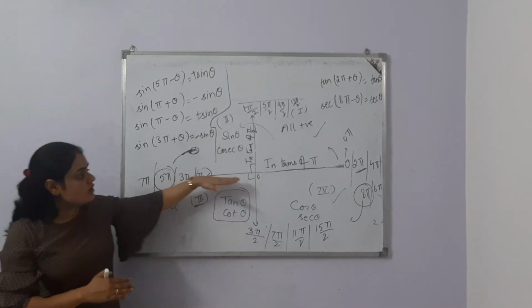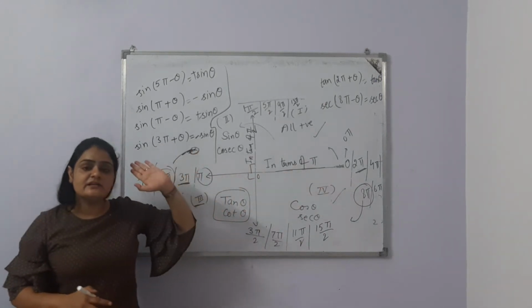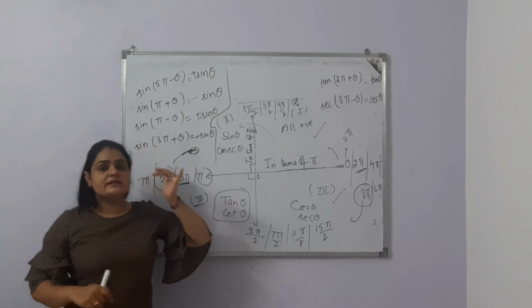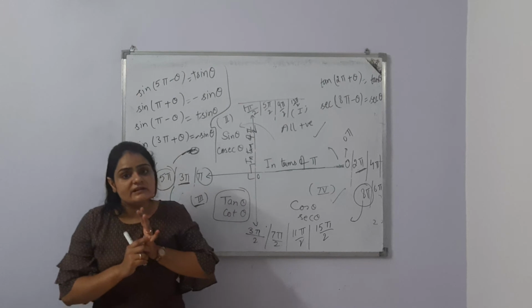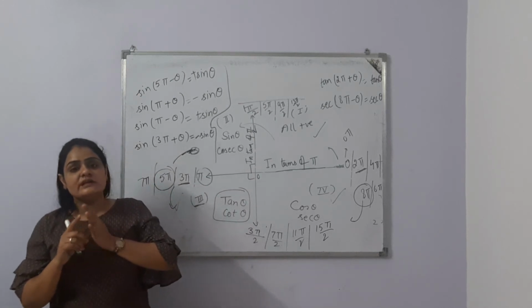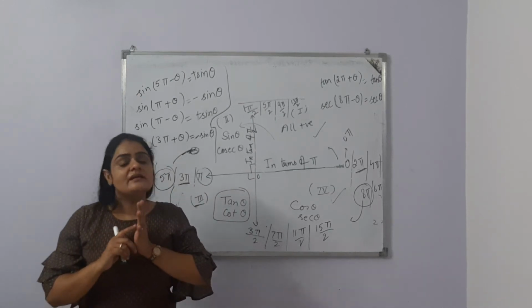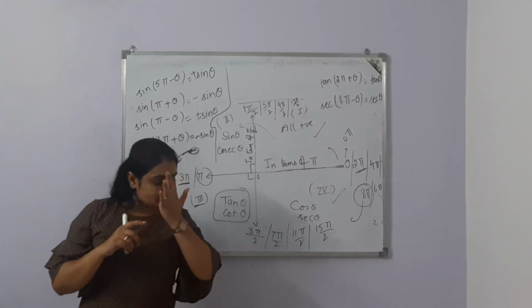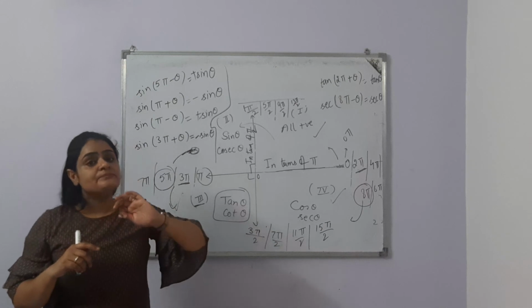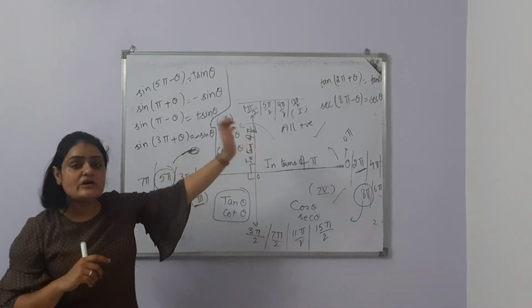Whenever you are on a horizontal line, that means the angle is in terms of pi, and there is no change in the function. Sine will remain sine, cos will remain cos, tangent will remain tangent, cotangent will remain cotangent, secant will remain secant, and cosecant will remain cosecant. But the change of sign will be there according to the quadrants.